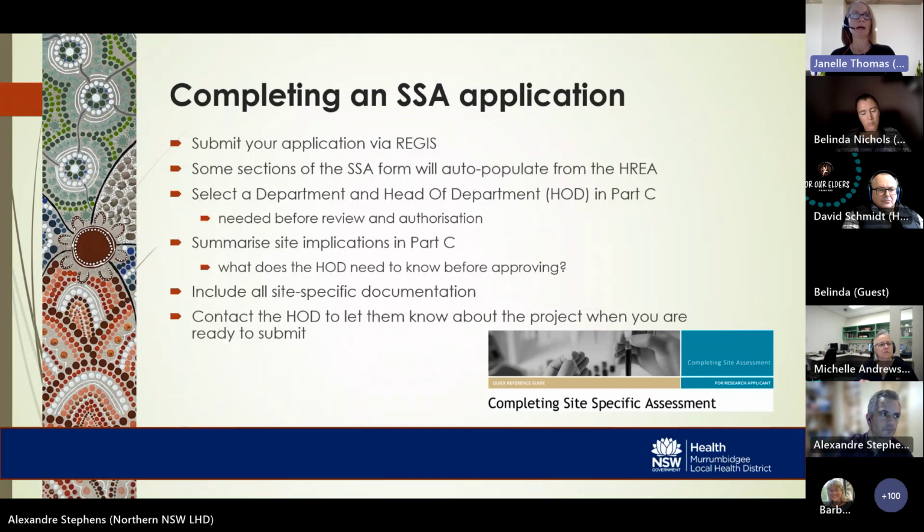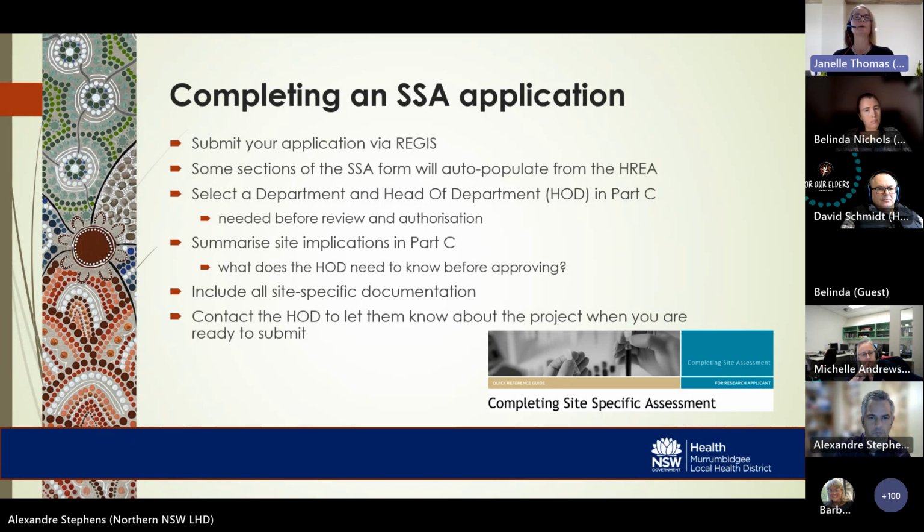I think probably the key part is to select a department and a head of department, or a HOD, in Part C of your form. The HOD will need to provide sign-off for it before the application can then go to review by the RGO and authorisation by the delegated person in a particular LHD.